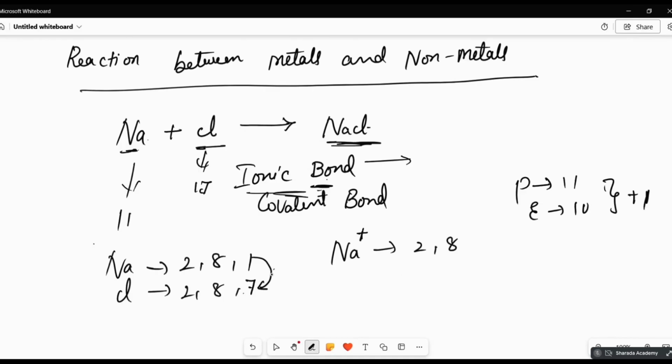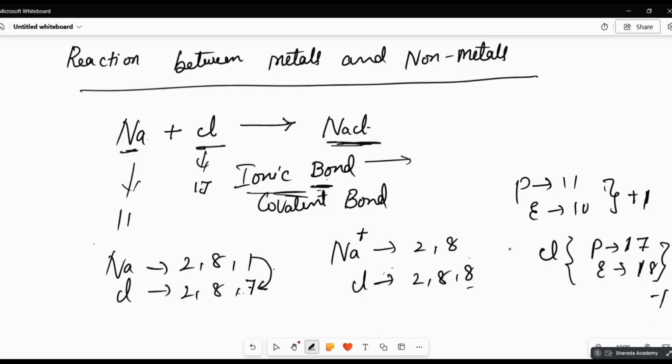What happens to chlorine? It will take 1, so it becomes 2, 8, 8. Chlorine was 2, 8, 7, and if it takes 1 it becomes 8. Here the protons are 17 only, but electrons become 18, so in total it is minus 1. That's why it becomes negative, Cl-. So here a bond is formed that we call an ionic bond.